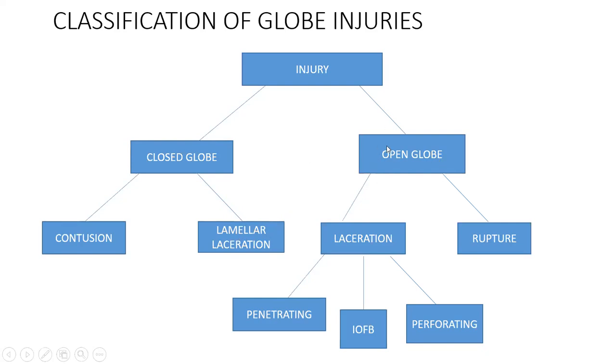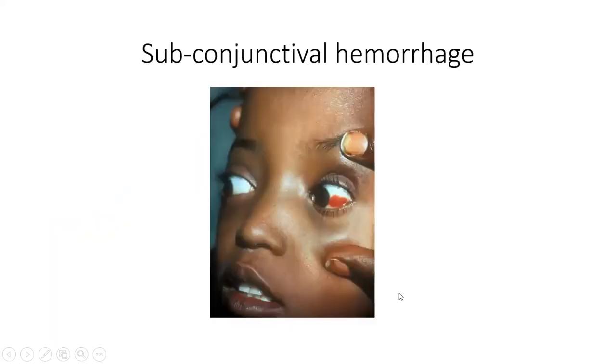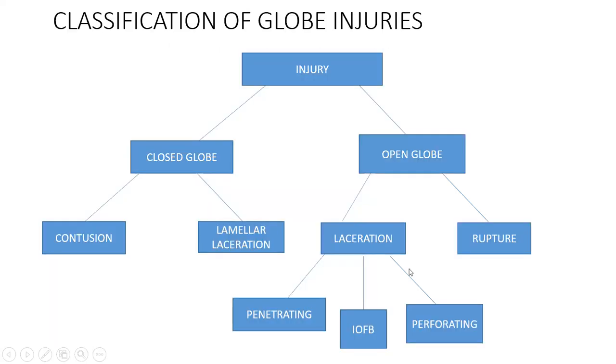Then the open globe can be classified into a rupture or a laceration. And the laceration can be of three types. It can be penetrating, or perforating, or intraocular foreign body.